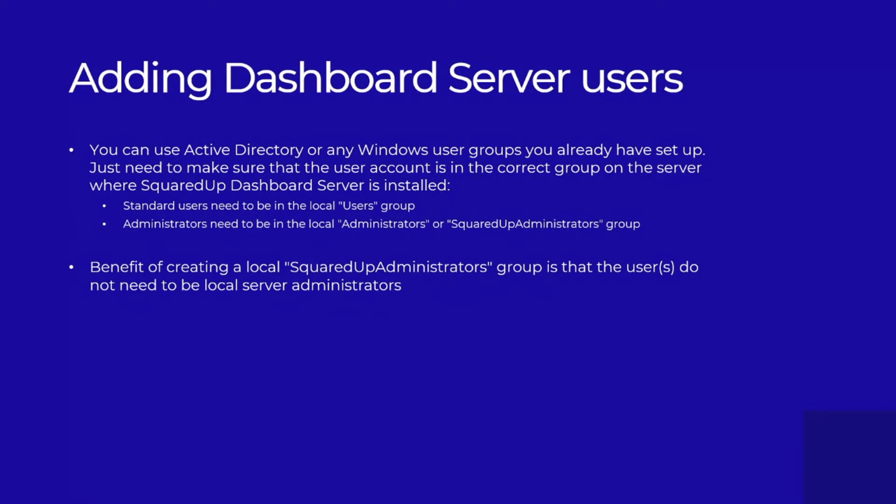Now, adding Dashboard Server users, you don't have to manually add them. You can utilize Active Directory or any of those Windows user groups you already have set up. Just need to make sure that those accounts are in the correct group on the server where SquaredUp Dashboard Server is deployed. So essentially, standard users need to be in the local users group, and the administrators in the local administrators group, or you can set up, create a SquaredUp administrators group on the SquaredUp dashboard server.